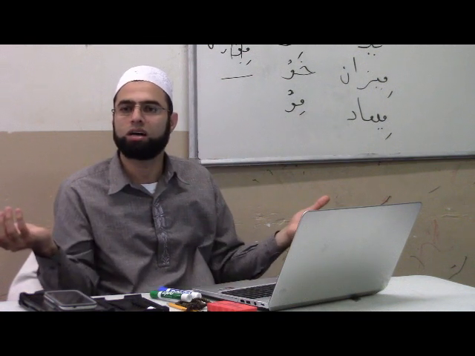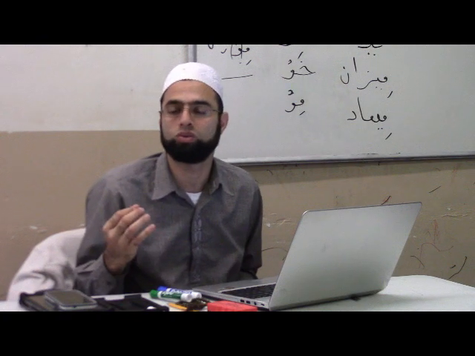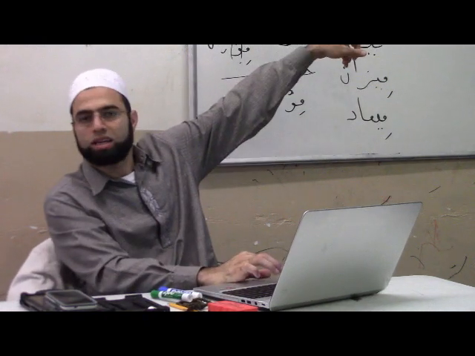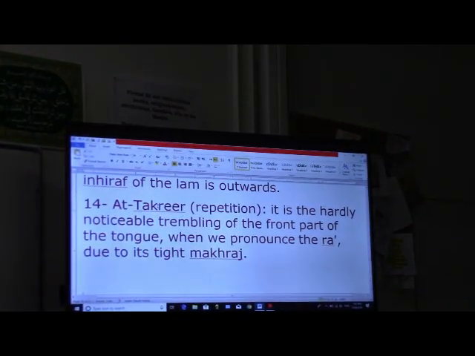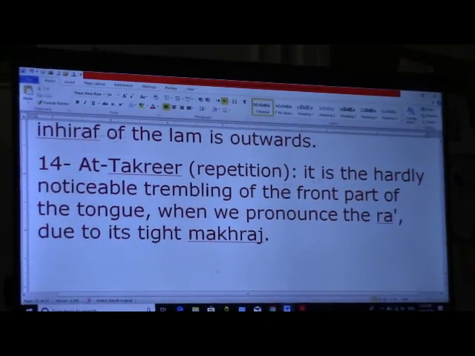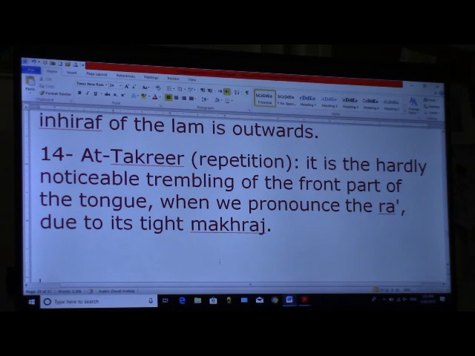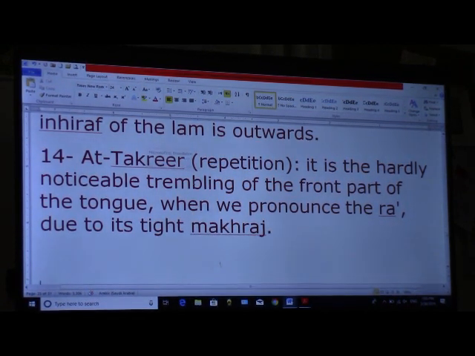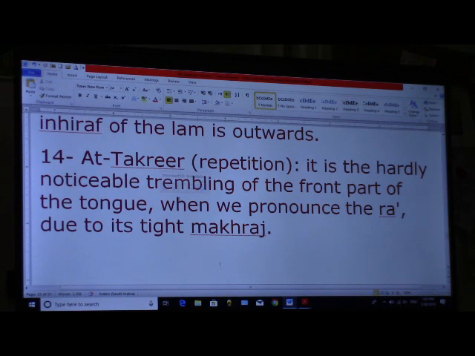Okay, arra, arra, try. Arra, yarka, yarkaun, yarji. Okay, so let's read again. At-takrir is repetition. It's the hardly noticeable trembling of the front part of the tongue. Trembling or shuddering, right? Almost the same word, I think. I think rumbling? Not trembling? No, trembling is good. Trembling is fine? Yeah. Okay.